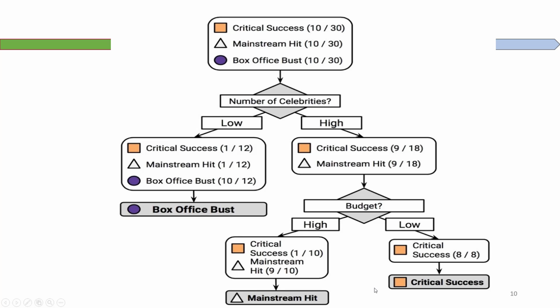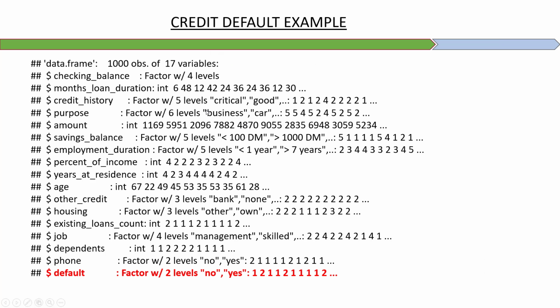Otherwise, it's going to be critical success. Next, we are going to look at the credit default example. In this example, we have 1,000 observations on 17 different variables.